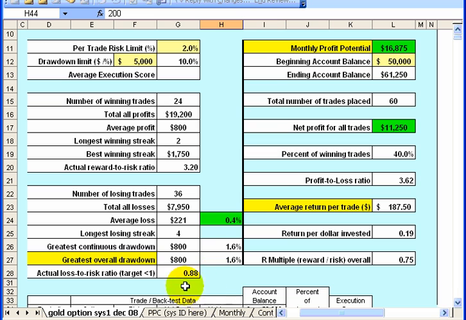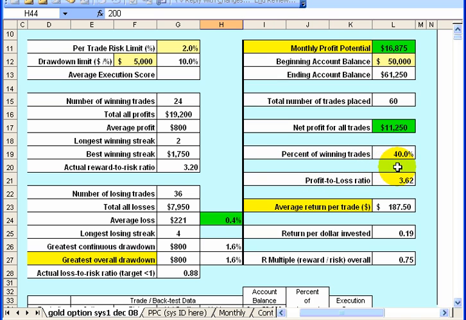Out of this time period, we had 60 trades total placed. Net profit for all those trades was $11,250. Now, here's another one where it can get really rough, emotionally, to stick to a system or to have faith in it when you don't know what the winning percentage is and the profit to loss ratio. Now, don't look at either of these individually; they go hand in hand. And here's what I'm talking about.